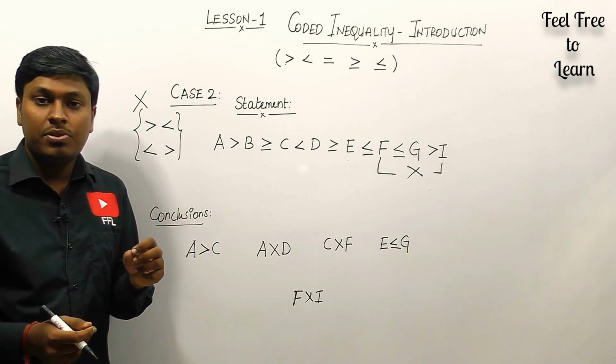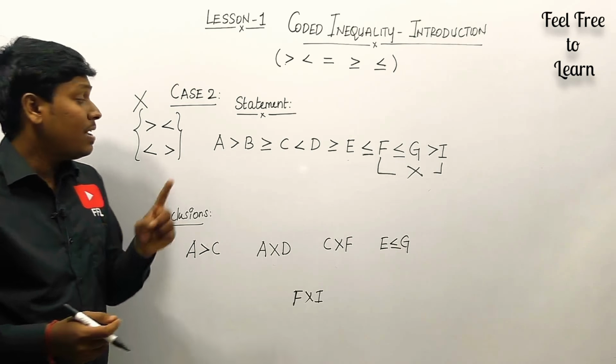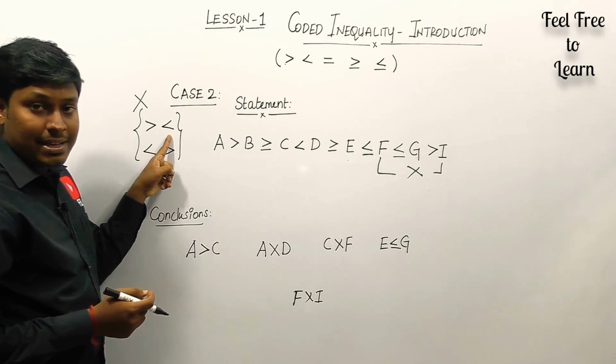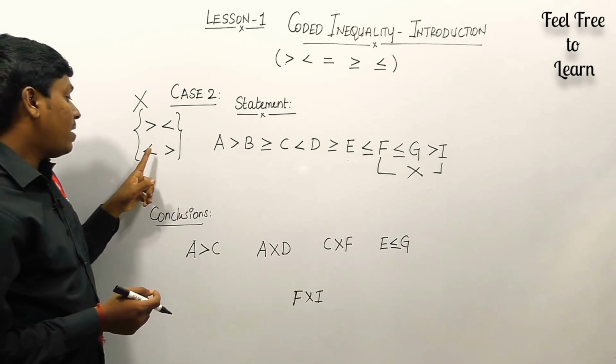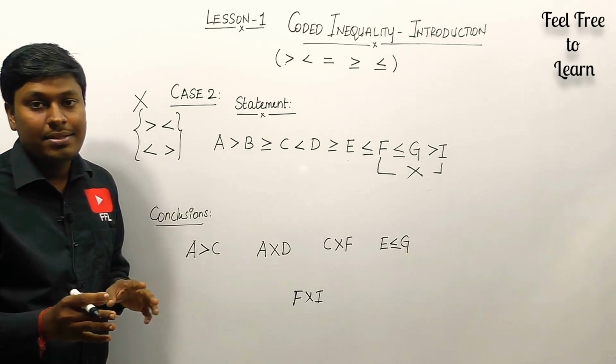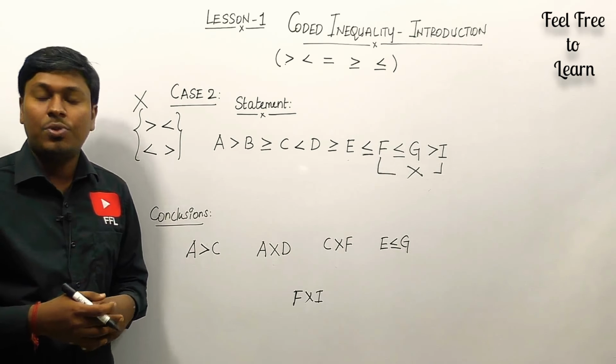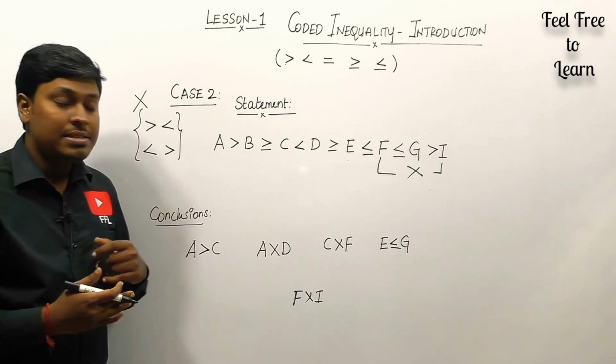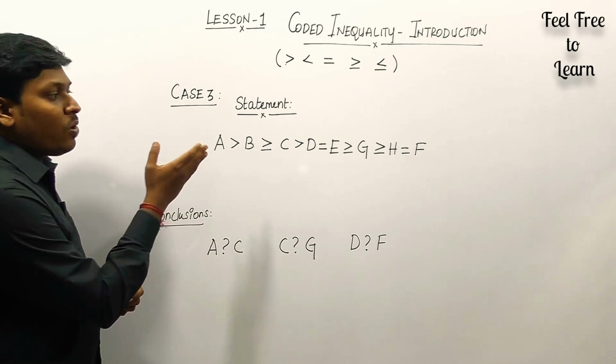So friends, in case number 2, you should learn only one concept: if while comparing, this case occurs, less than, greater than, or greater than, less than, then definitely you can say the answer is cannot be established, and you can't find the relationship between the letters. Now let me move on to case number 3.